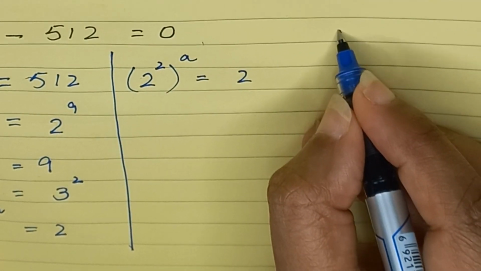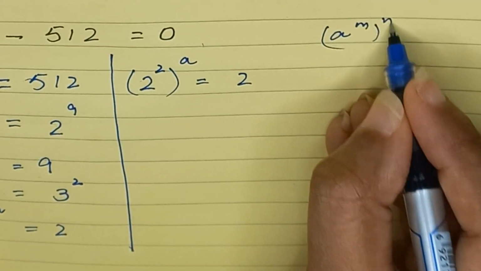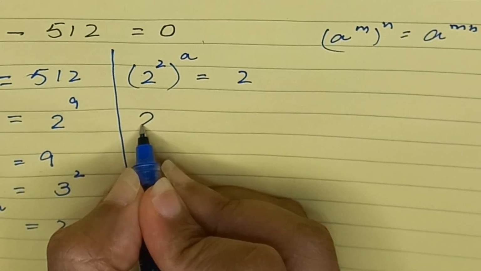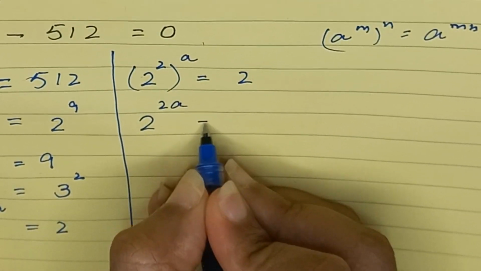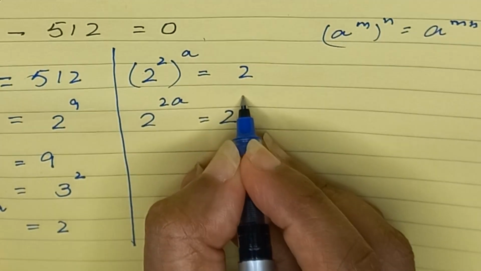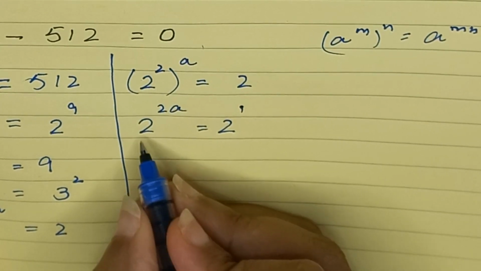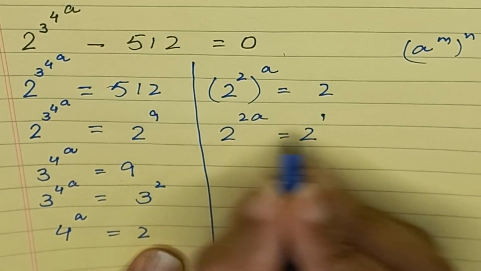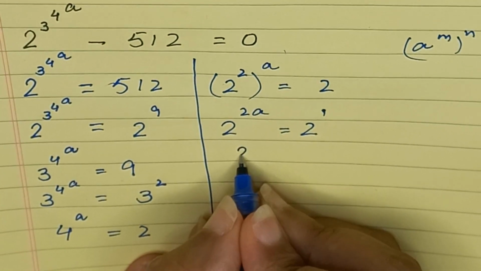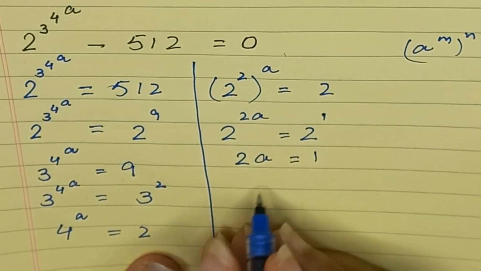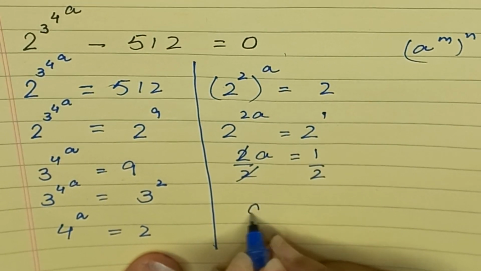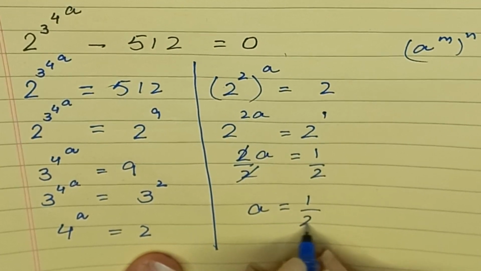As we know that a raised to the power m, whole power n, is equal to a raised to the power mn, so it will become 2 raised to the power 2a, which is equal to 2, and here 2 is the power 1. Now again the bases are the same, so compare the powers. So it will become 2a is equal to 1. Now dividing both sides by 2, from here a is equal to 1 divided by 2.